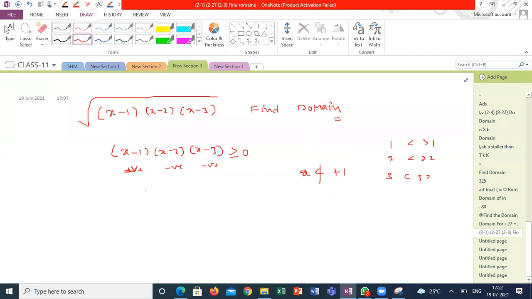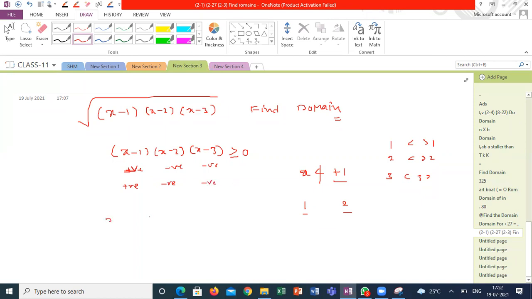What about 2? If it is less than 2, what will happen? Less than 2 and greater than 1, because you already decided x can't be less than 1. So x is starting from 1. And if x is starting from 1 and less than 2, what will happen? If it is equal to 2, it's positive. So in between 1 and 2, this is positive. Less than 2, this is negative. And this is negative. It is positive.